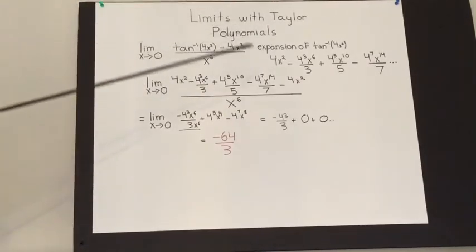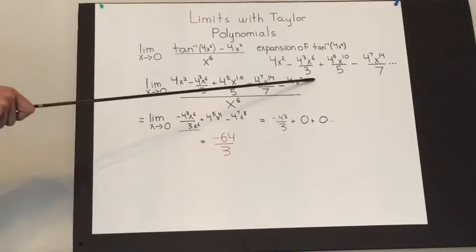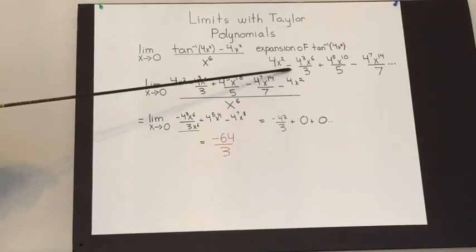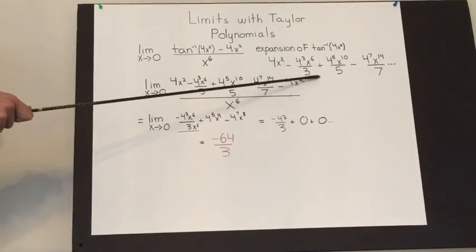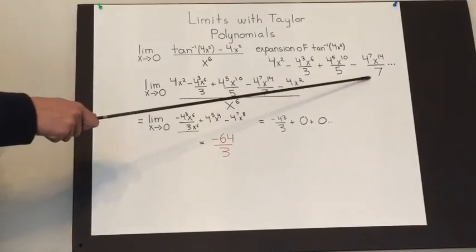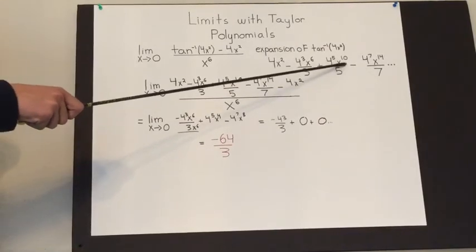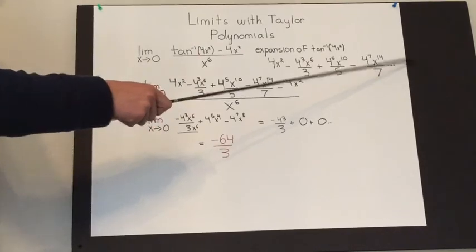The first thing we have to do is expand tan inverse of 4x squared, which I've shown before in this lesson, in which it expands to 4x squared minus 4 to the 3rd, x to the 6th, divided by 3. The bottom goes up by 2 every time, as you can see. The powers of 4 go up by 2 every time, and the powers of x go up by 4 every time, and this continues to n equals infinity.